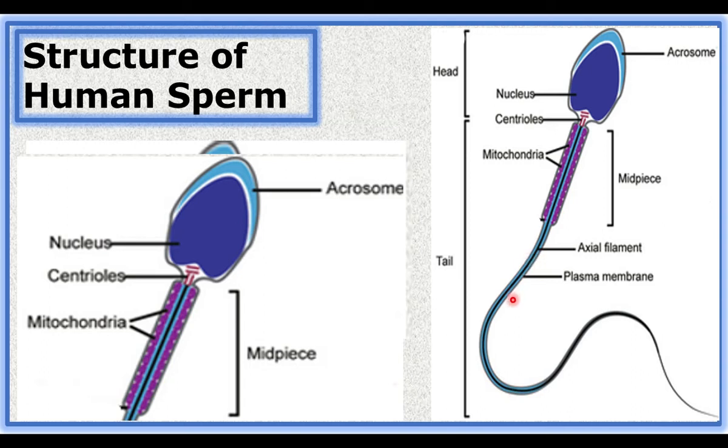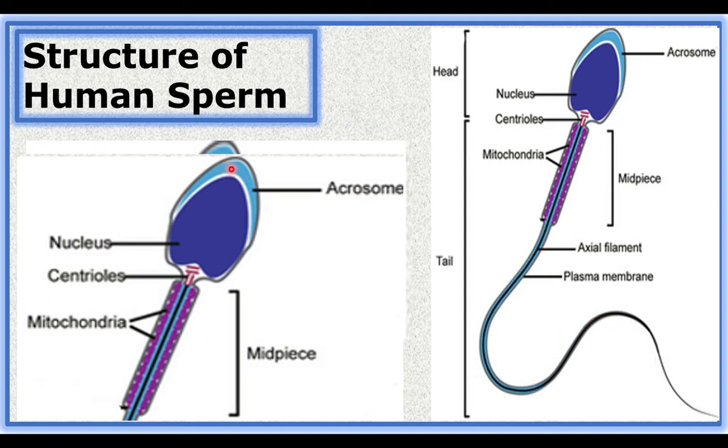For the movement, energy is necessary. This is the middle piece. Middle piece has mitochondria. The middle piece has spirally coiled mitochondria. The mitochondria provide energy for the movement of the sperm. This is the middle piece. The mitochondria provide energy. The movement of the sperm is due to the tail.